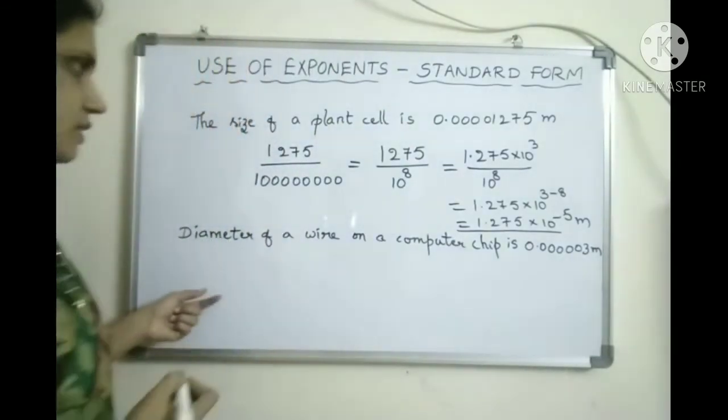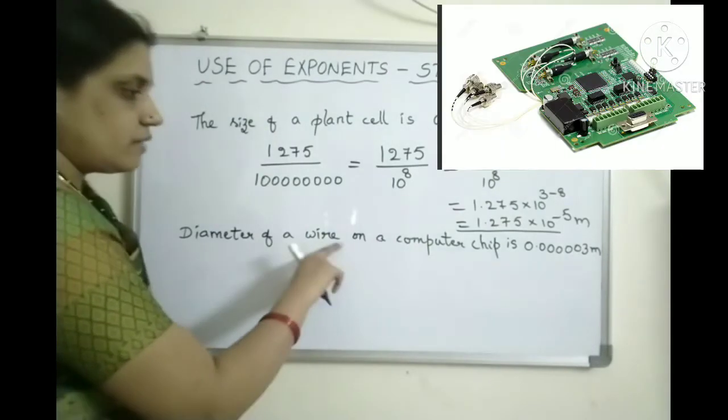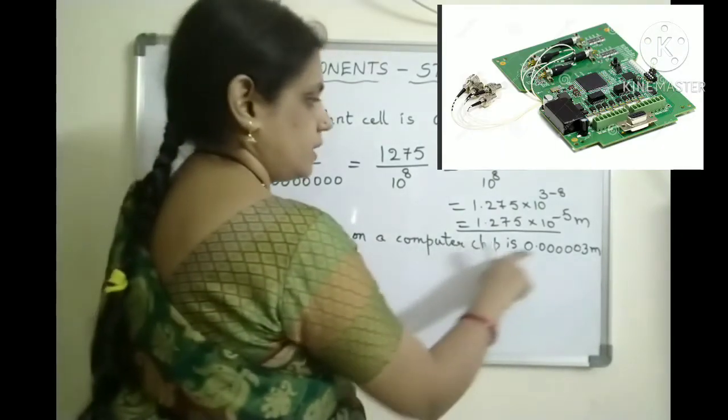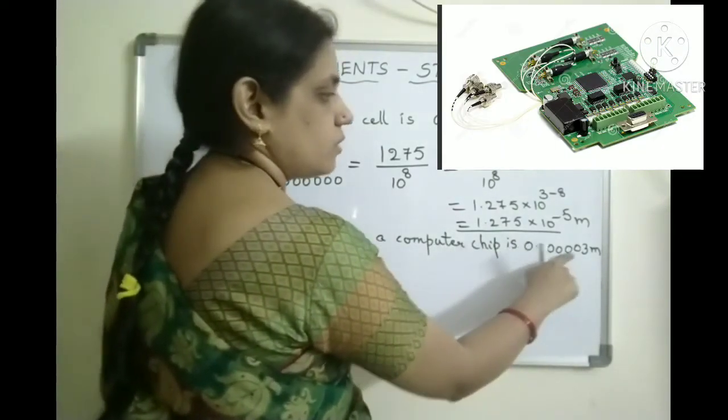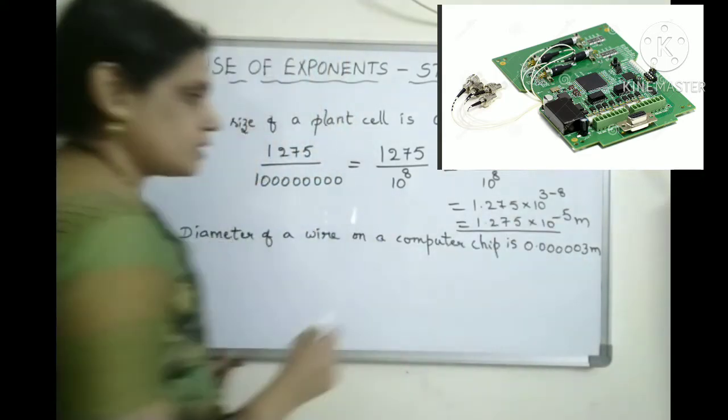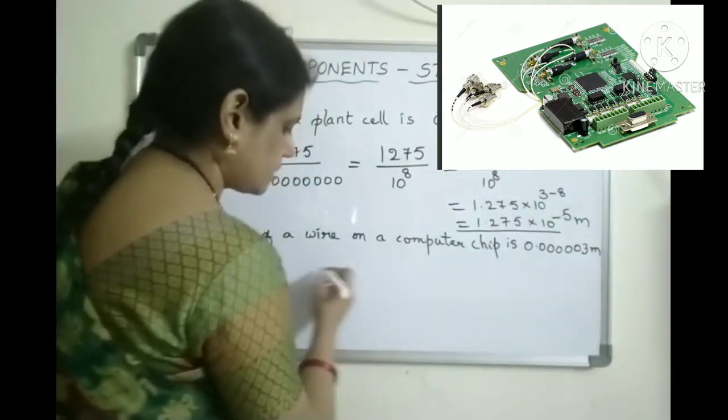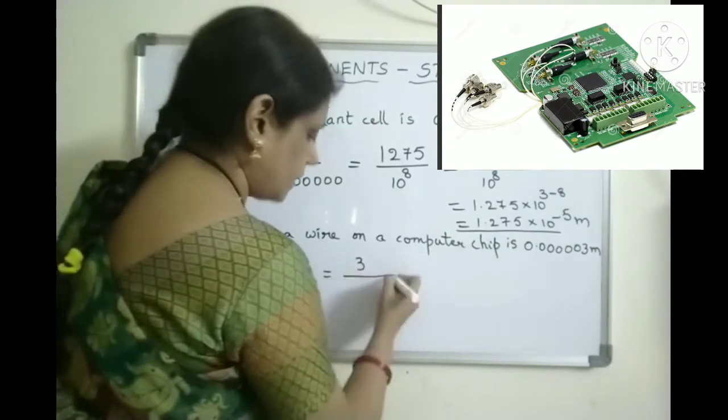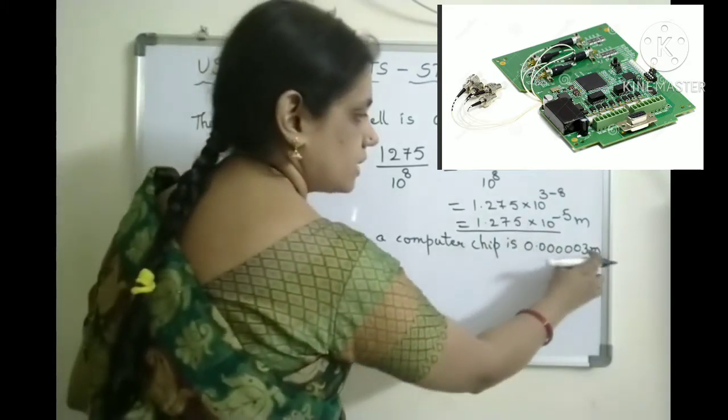One more example we will see. The diameter of a wire on a computer chip is 0.000003 meters. So here how can we write it as a fraction? 3 by... how many digits are there after the decimal?